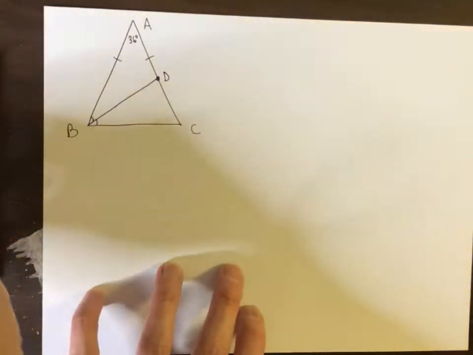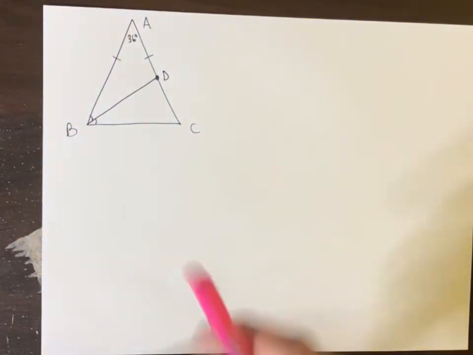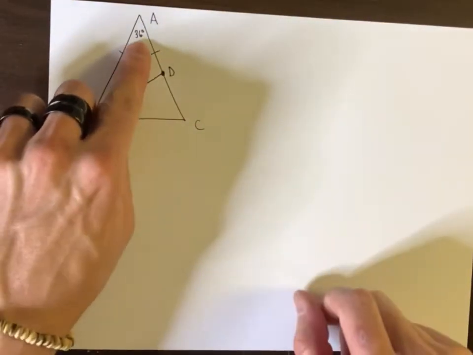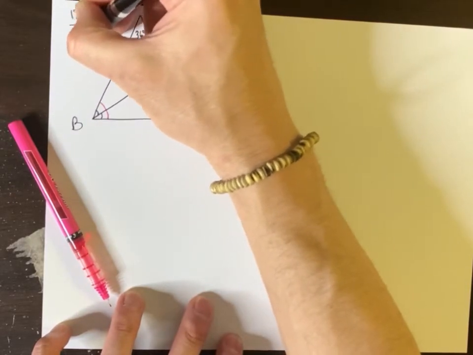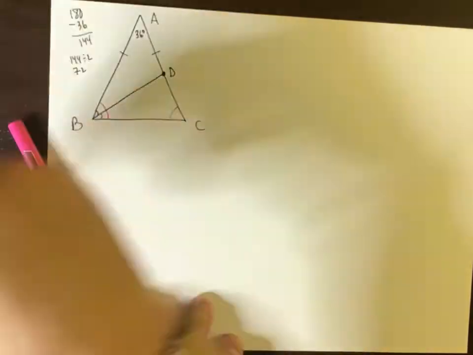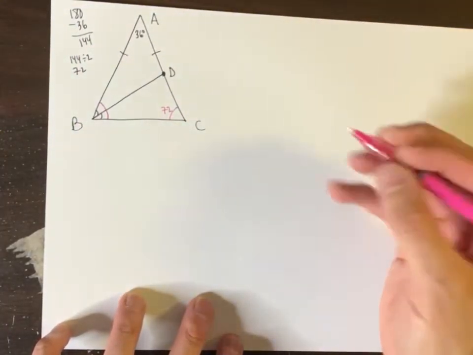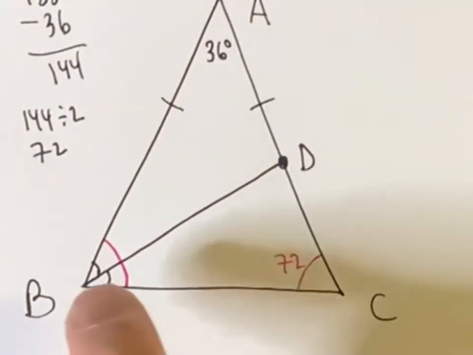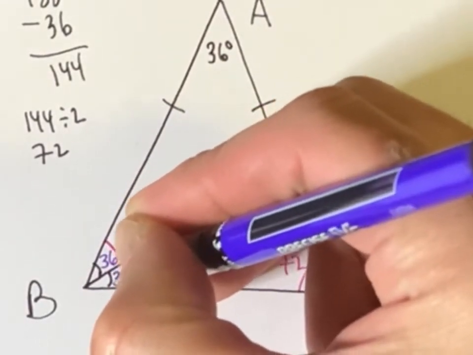Now, as a matter of fact, before we did that, you know what we could have done? The original triangle ABC is isosceles because of these markings. So 180 minus 36 is 144, and 144 divided by 2 is 72. That means that this is 72, and that means that this whole pink angle is also 72. But since this angle is being bisected, we can turn this into 36.